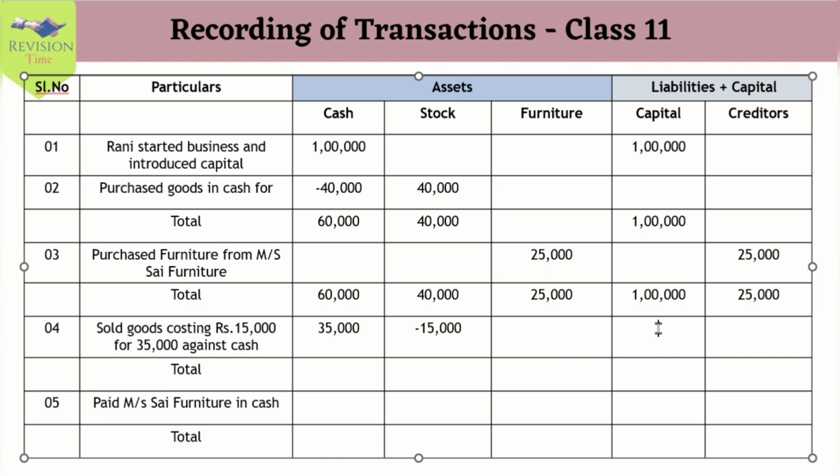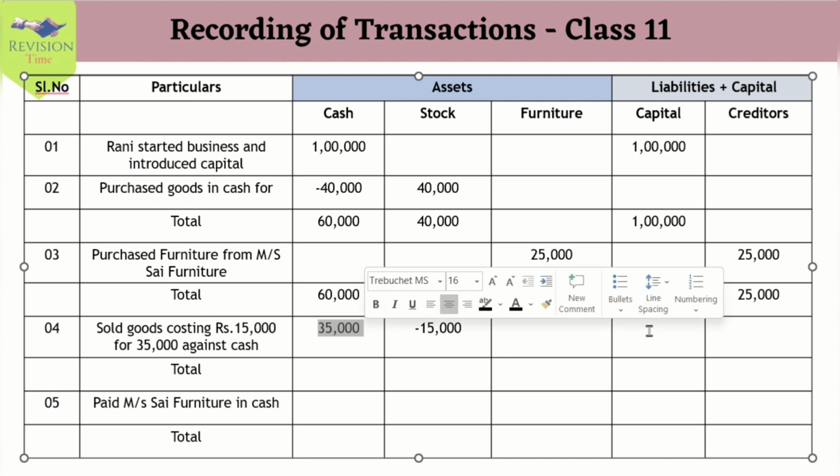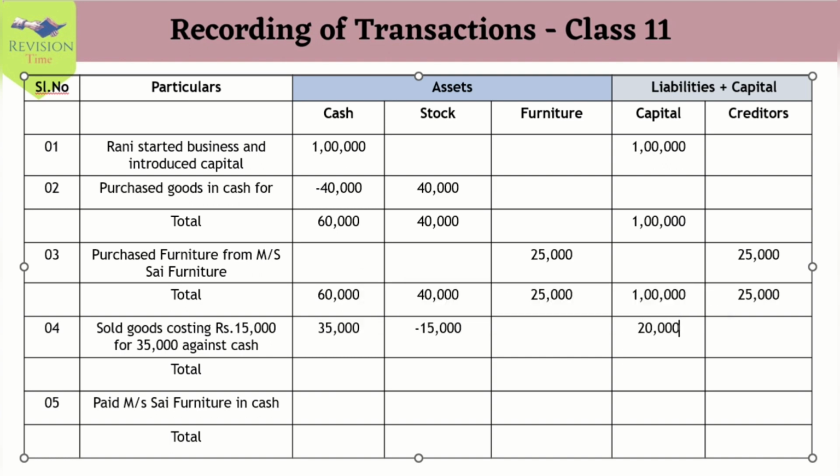And how much profit are we making? For 15,000 goods, we are selling it for 35,000, so the business is making 20,000 profit. So profit is added to the capital. Here again, we have 95,000 cash with us. 45 minus 15 is 25,000. 25,000 furniture is with the business and 1,20,000 capital, with 25,000 creditor liability. We haven't paid them yet.